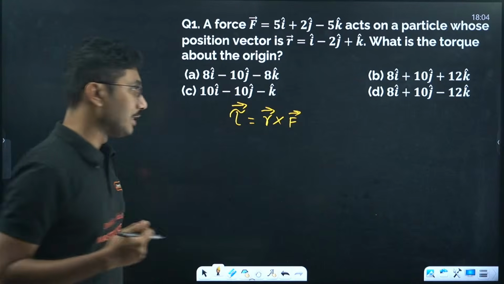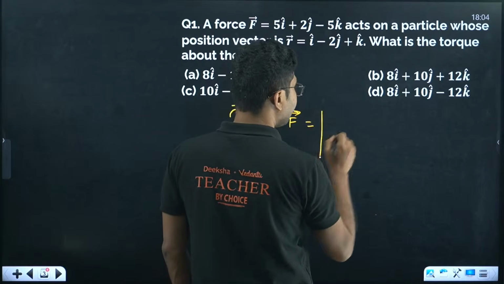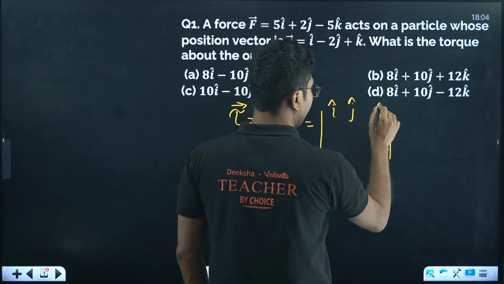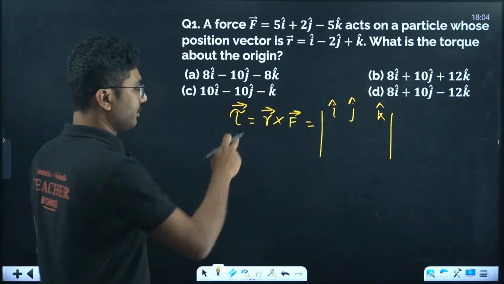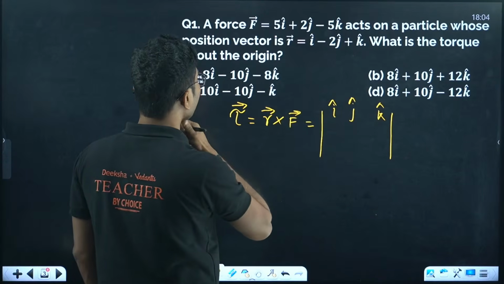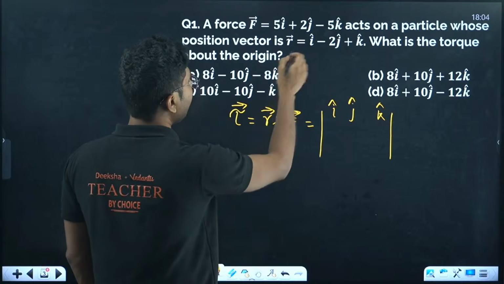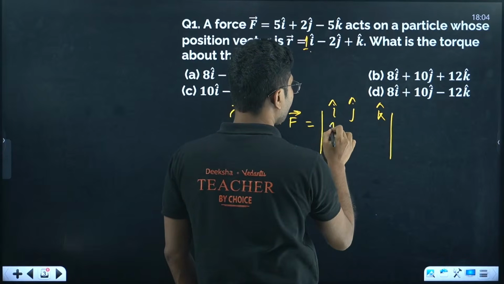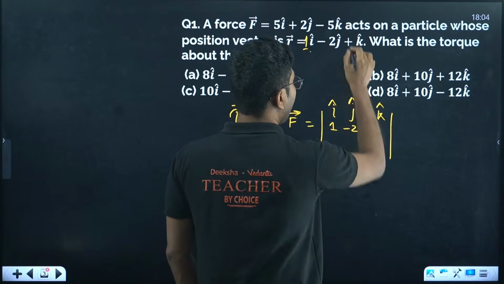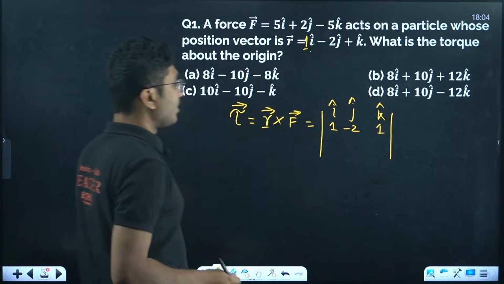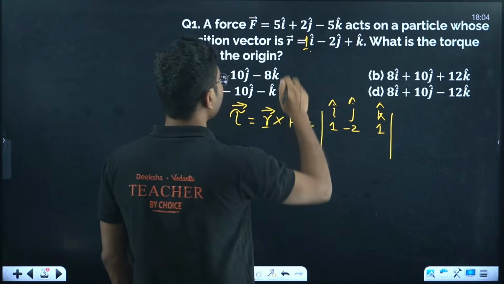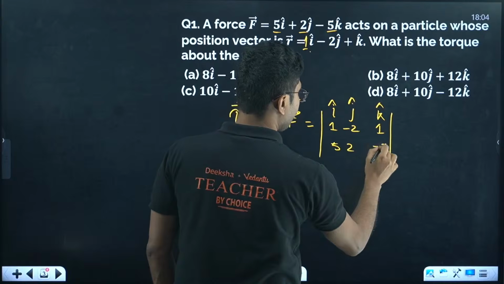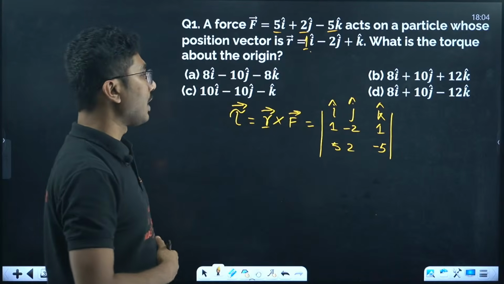So always remember that the cross product is nothing but a determinant. Okay, i cap, j cap, k cap, this is the first row. What is the second row? The second row will be your r vector, that is 1, minus 2, plus 1. And the third row will be 5, 2, minus 5. Now you have to simplify this determinant to calculate the torque.